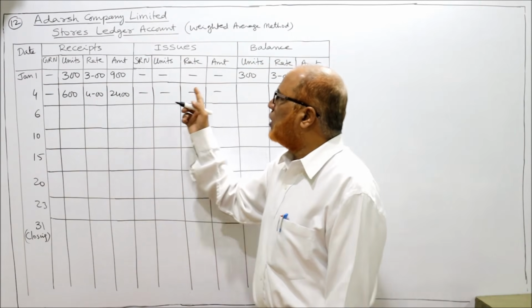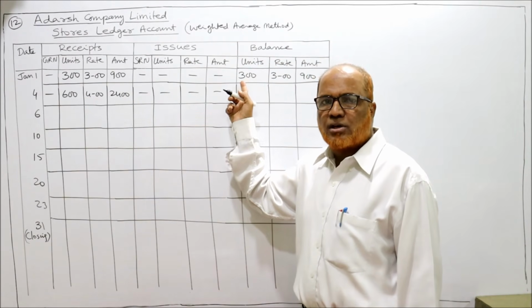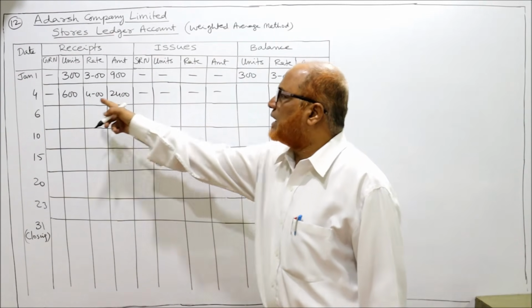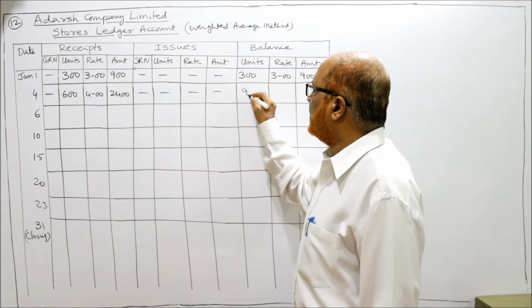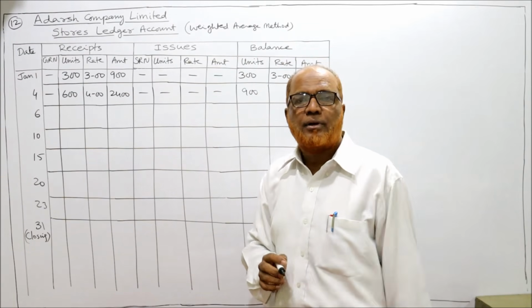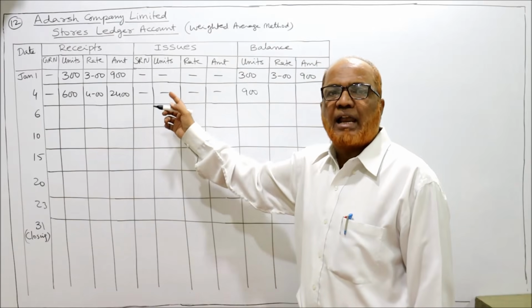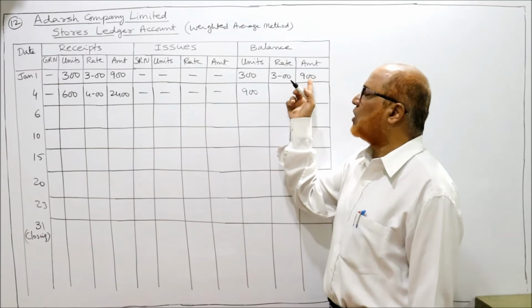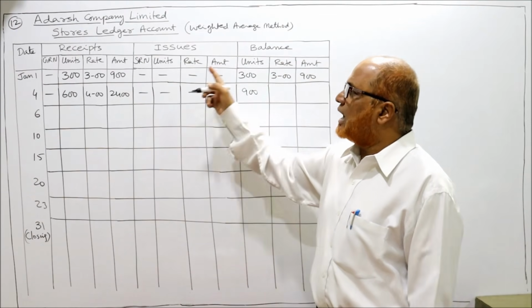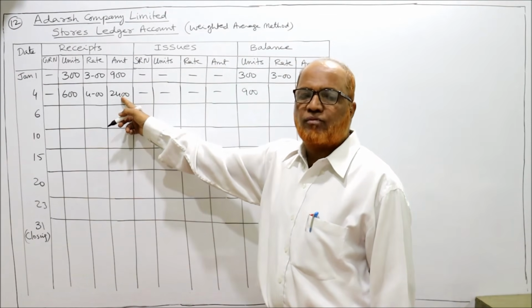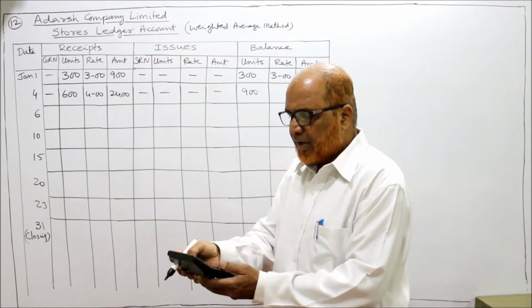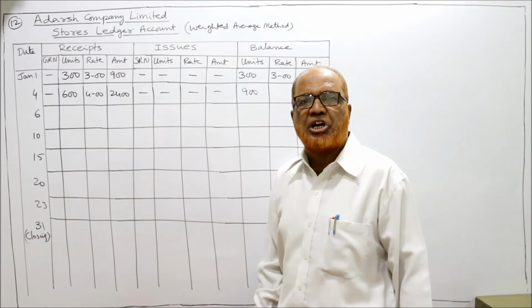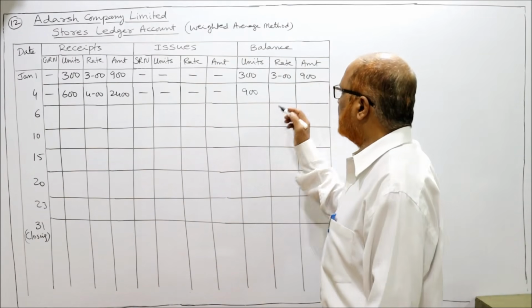So how much was the old lot here? 300 units. What is the new lot quantity? 600. So 300 plus 600, you will get 900 units. I have added up both the units. Similarly, I will add up the amounts. What is the amount of the first lot? 900. What is the amount of the new lot? 2400. So I will add up 900 plus 2400, you will get 3300.